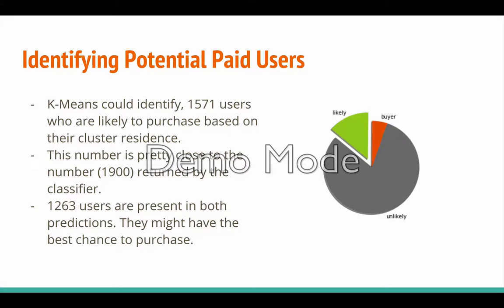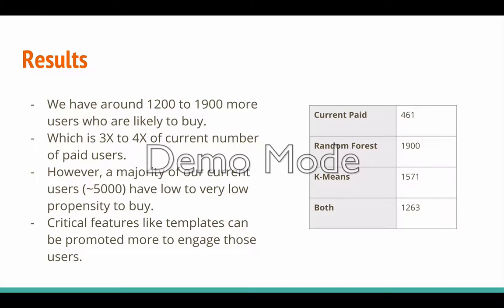I then created an intersection of both of the models' predictions. Basically, k-means said 1,571 and random forest said 1,900, and I found 1,263 users are present in both the predictions. So these users probably have the highest chance to purchase because both models identified them as similar to our paid users.